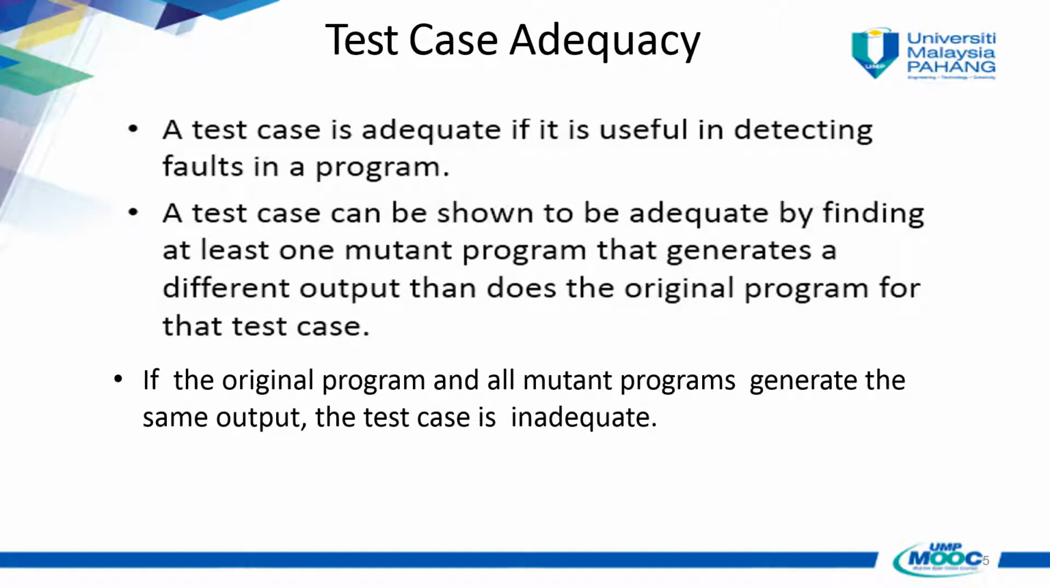As mentioned in the previous slide, a test case is adequate if and only if it will detect all faults, that is, all mutants. So all mutants should be killed by that test case. If any one of these mutants is still alive, then this test case is not useful and is inadequate, and it should be eliminated from the test list.